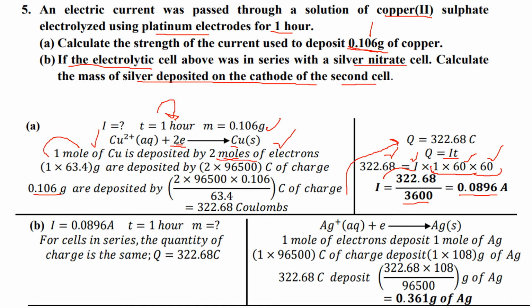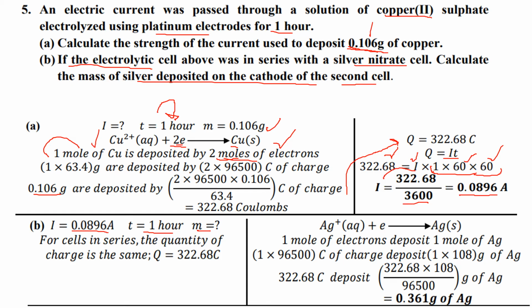So first you are going to summarize all the same cases. Current in amperes, you have calculated it to be this, and then time was given as 1 hour, and then the mass we don't know. So you're supposed to calculate the mass of silver that is deposited.